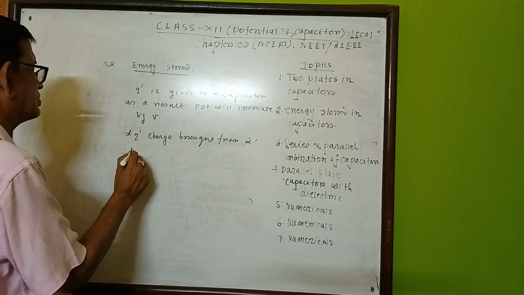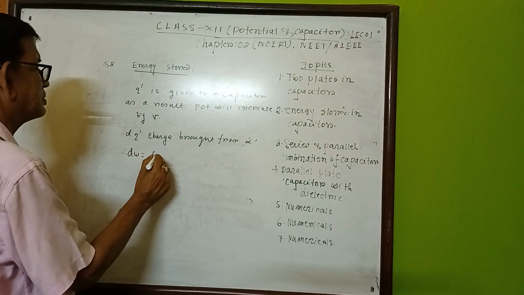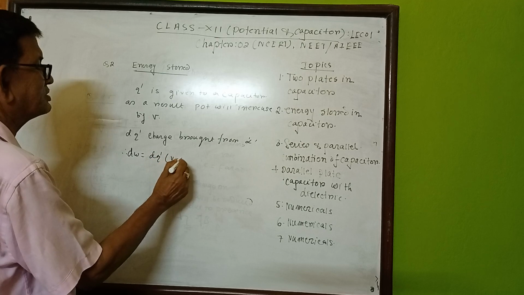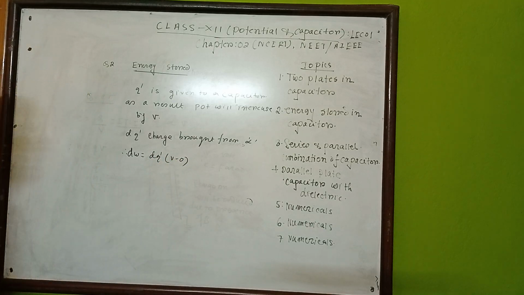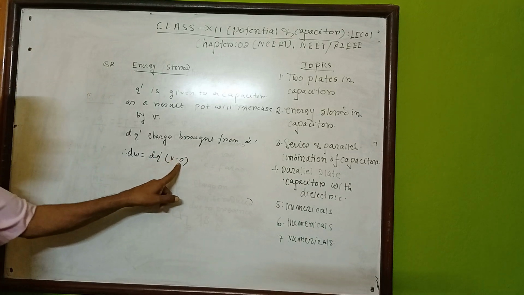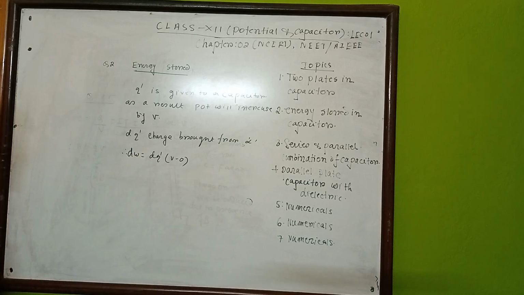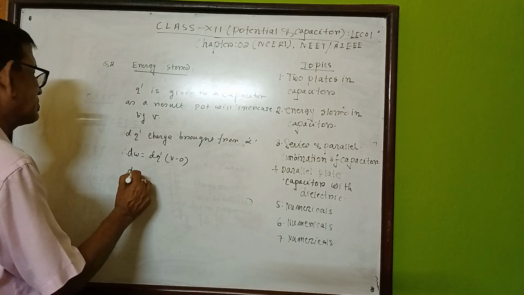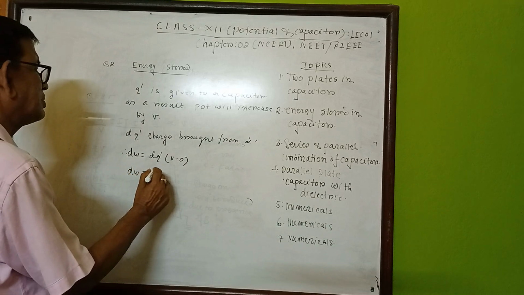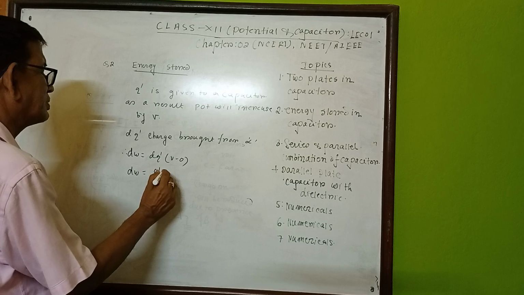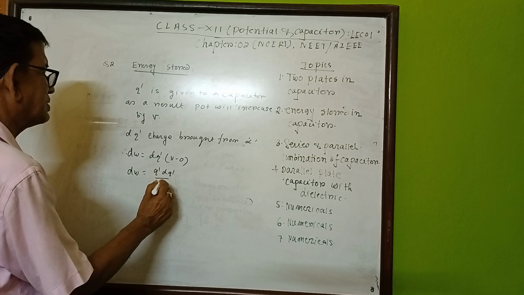So work done, dW equals charge and potential difference, V minus 0. Why V minus 0, you may ask. Potential at infinity is 0, and anything at earth, that potential is 0. So for dq prime it is V. So you write dW equal to V dq prime, you can write Q prime dq prime by C.